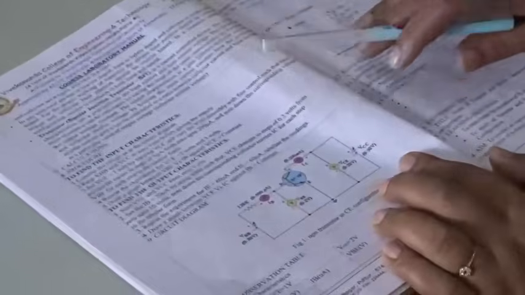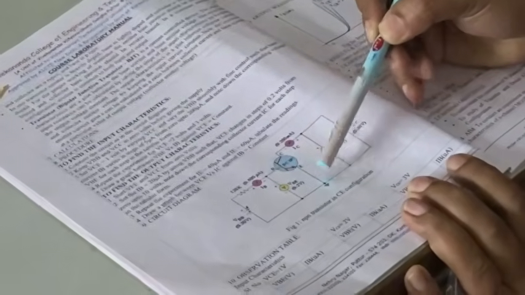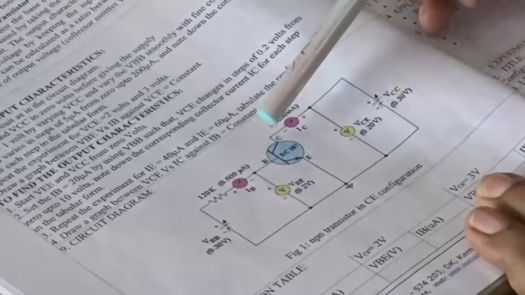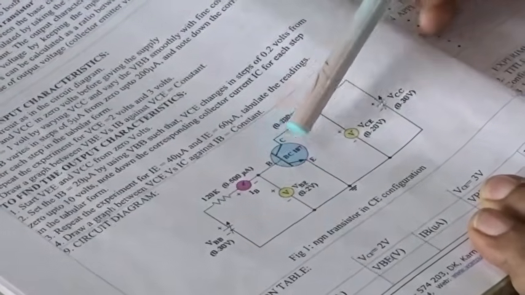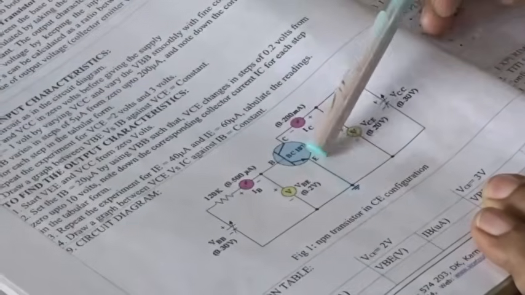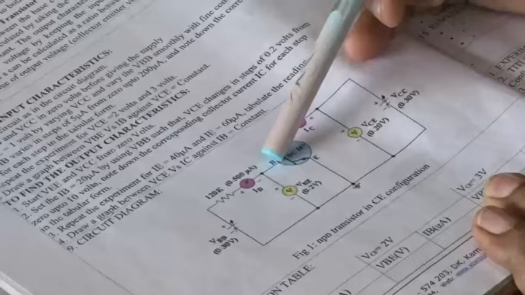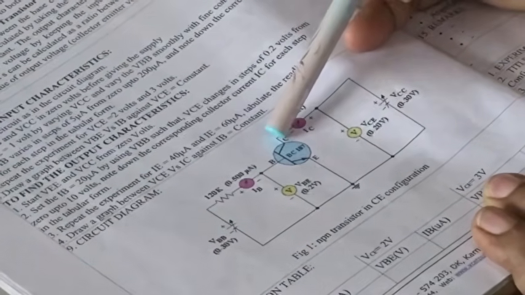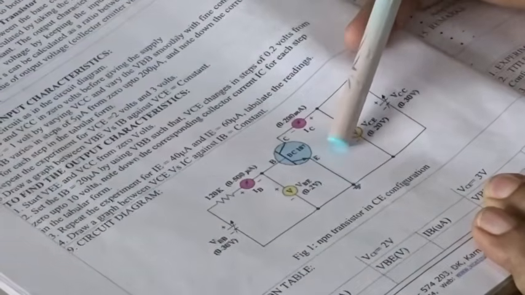So this is the circuit diagram we can see here. Common emitter configuration means the emitter terminal is made common for the input and the output side. Here you can see the terminals of the BJT: base, emitter, collector. The emitter terminal is common for the input side and the output side. Input is provided to the base with respect to the emitter, and output is taken at the collector terminal with respect to the emitter. So the emitter is made common. This is called common emitter configuration.